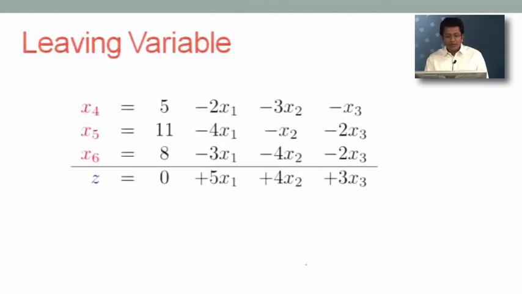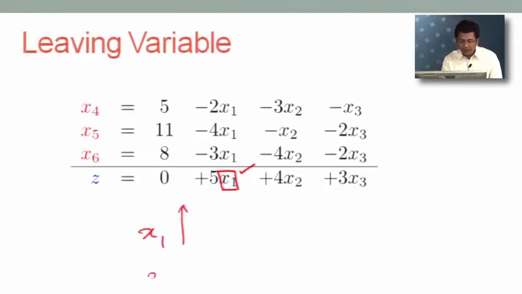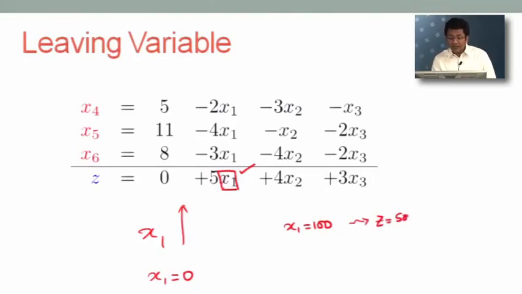But now let's go back to the burning question, which is, suppose I chose x1 to be my entering variable. The choice is made, and I want to increase x1. Currently in my current solution x1 is at 0 and I want to take it all the way up. You could say, let me take x1 to 100. What stops me from doing that? If I took x1 to 100, then correspondingly z becomes 500, which is very good. I'm trying to maximize z, so I should keep x1 as high as possible.